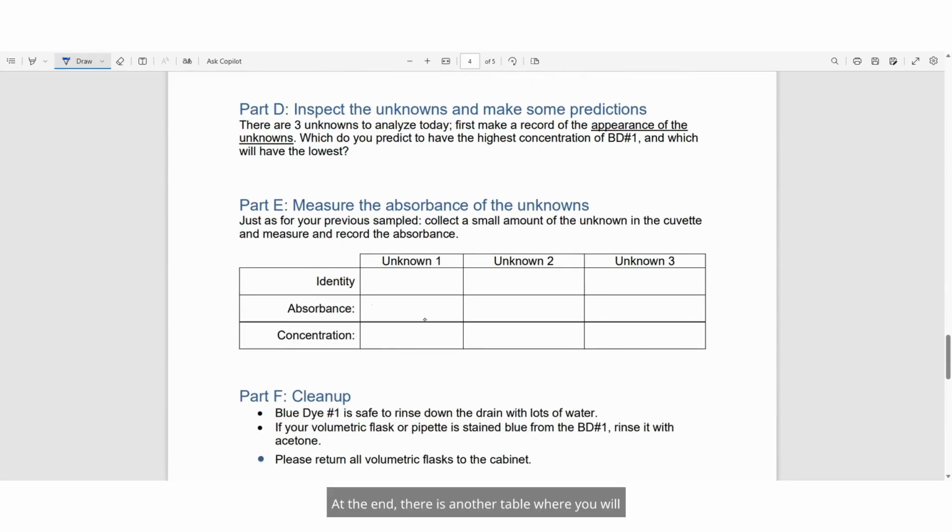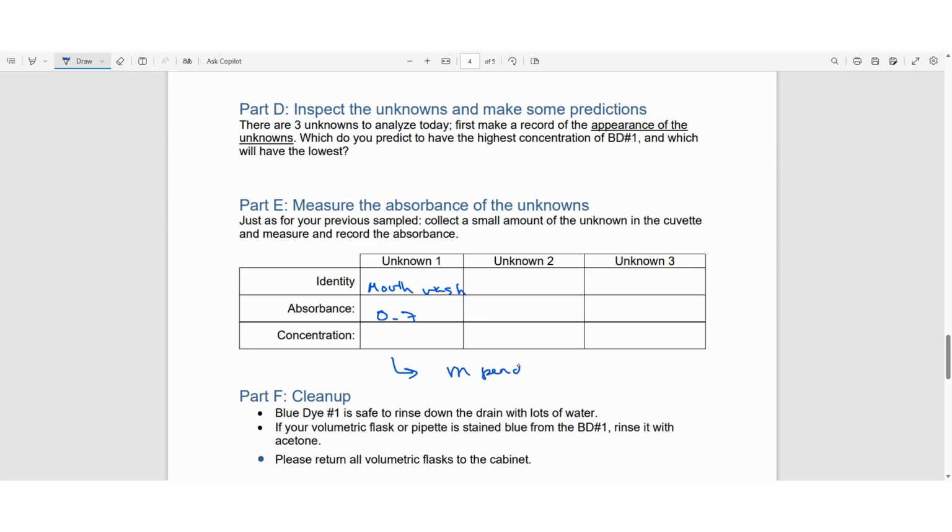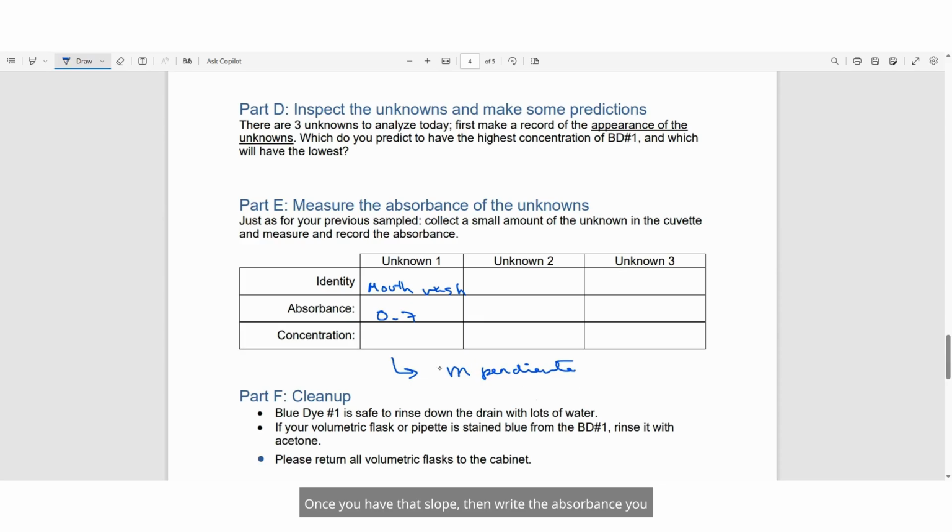Observe, at the end, there is another table where you will identify which substances were used. For example, the mouthwash. Here you write the absorbance you obtained. I'll put a hypothetical value, 7. And the concentration is calculated only once you have obtained the slope of the line. Once you have that slope, you divide the absorbance you obtained in that measurement by the slope. This is the value that goes here, that concentration.